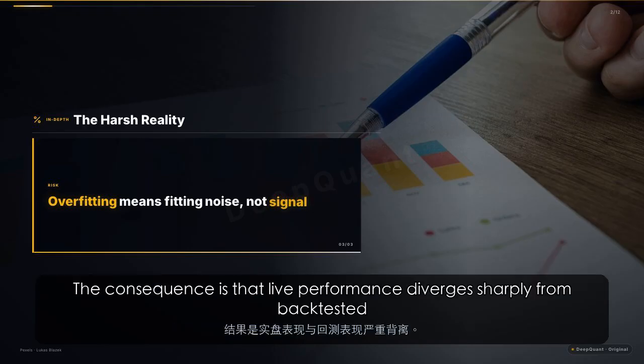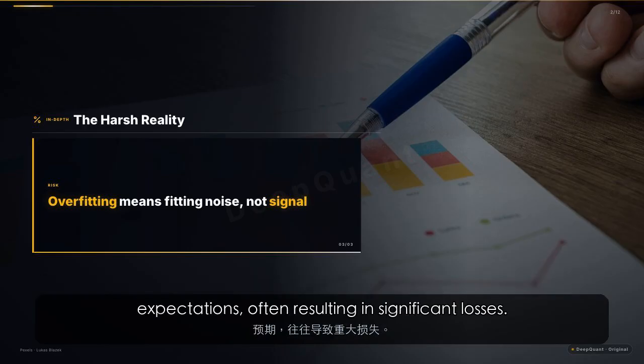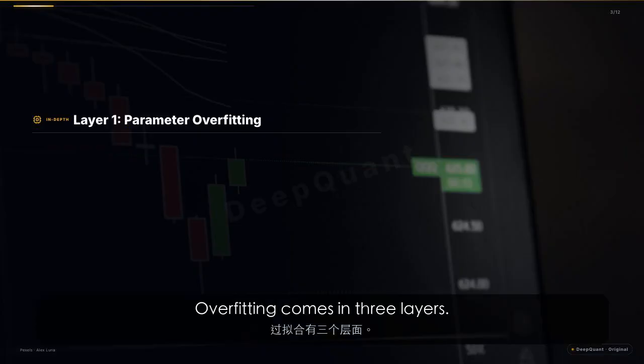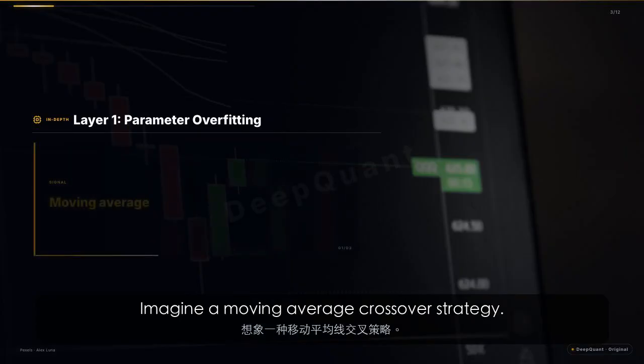The consequence is that live performance diverges sharply from backtested expectations, often resulting in significant losses. This is why many quant strategies fail despite impressive backtests. Overfitting comes in 3 layers. The first is parameter overfitting.